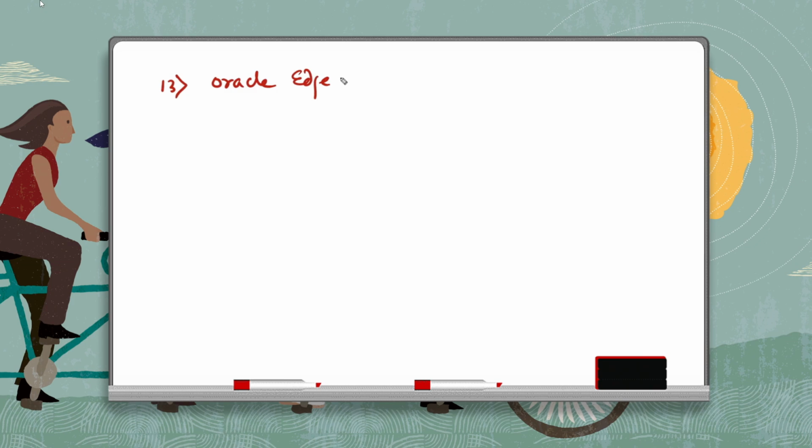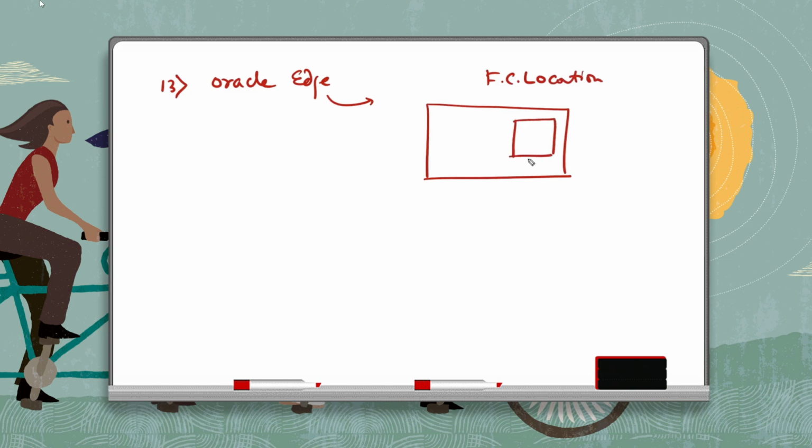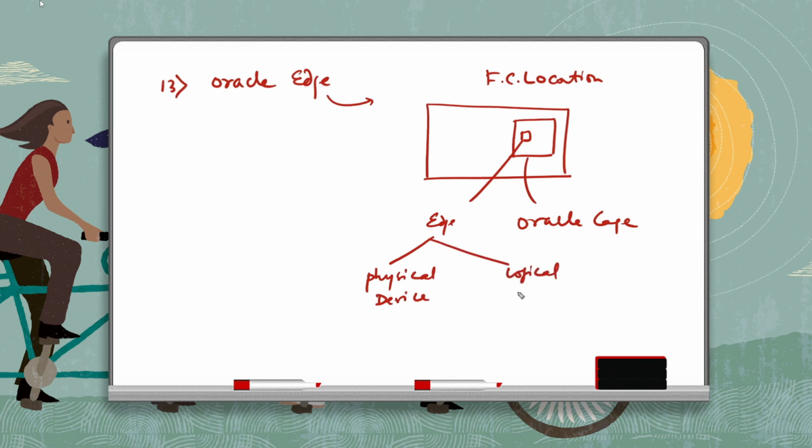So what is this Oracle Edge? Let's say this is your Fast Connect location. In the Fast Connect location, there is an Oracle cage. And inside the Oracle cage, there is an Oracle Edge. And this Oracle Edge is going to have a physical device as well as a logical device, because we know that there is both a physical and logical aspect in Fast Connect. So this is going to be our 14th topic, and this is going to be our 15th topic.